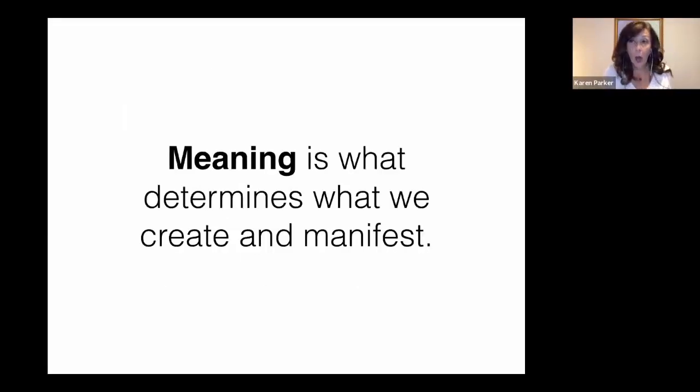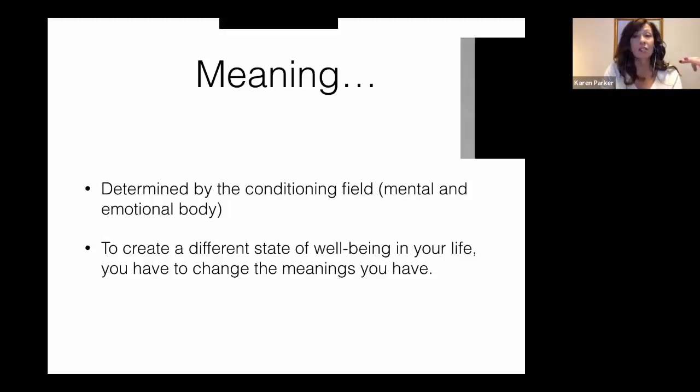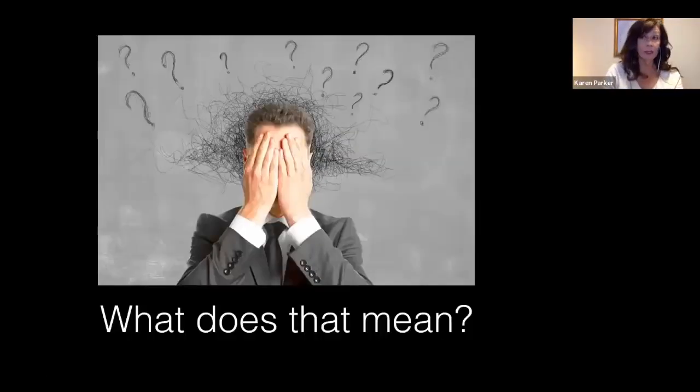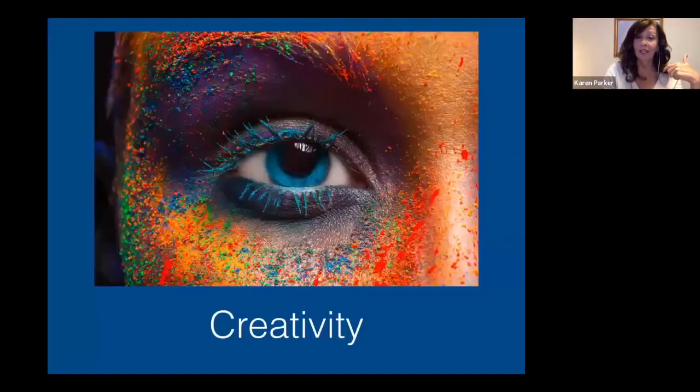The meanings we hold about ideas, thoughts, and archetypes determine what we create and manifest. The meanings you have about things are determined by your conditioning field. And if you want to create something different in your life, you have to change the meanings that you have. What does that mean? That means your perception of the world determines what you create, and it determines which potentials you activate in the quantum field.